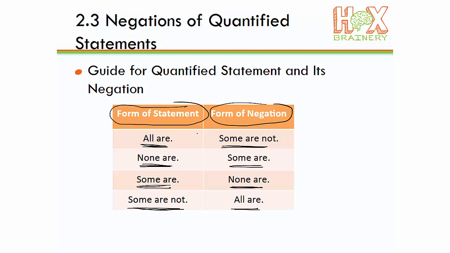So for that first statement we looked at briefly in this video, it was an all are statement. It said all snakes are poisonous, and the correct negation is that some snakes are not poisonous.